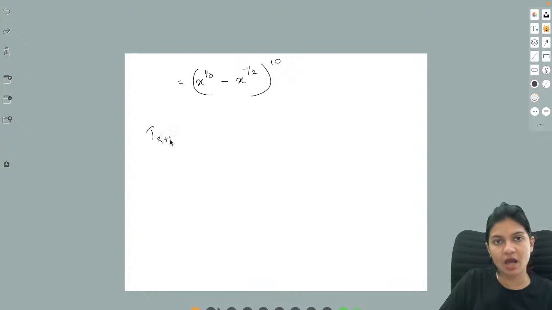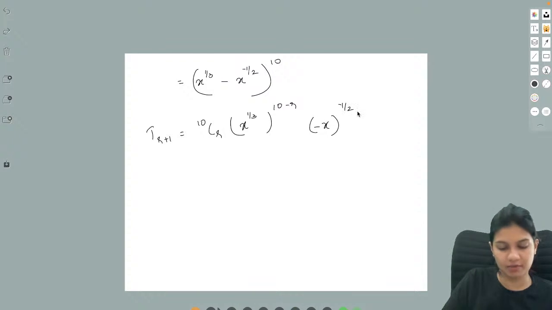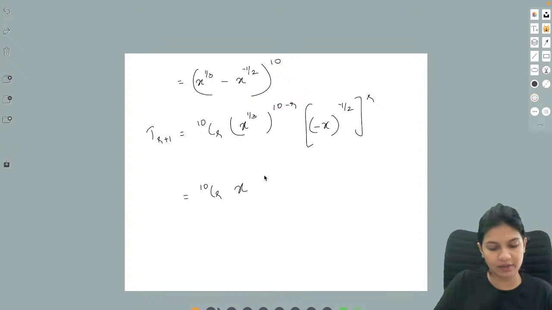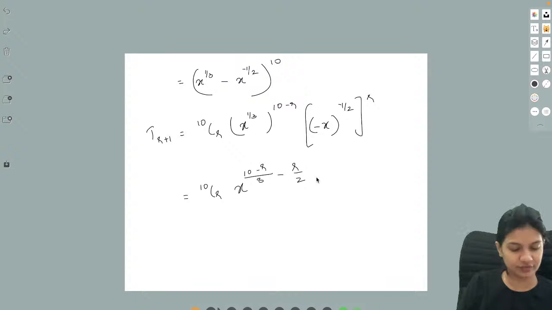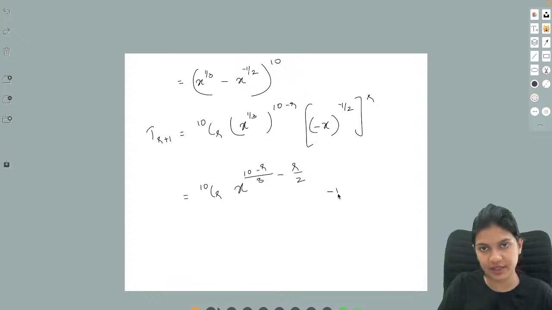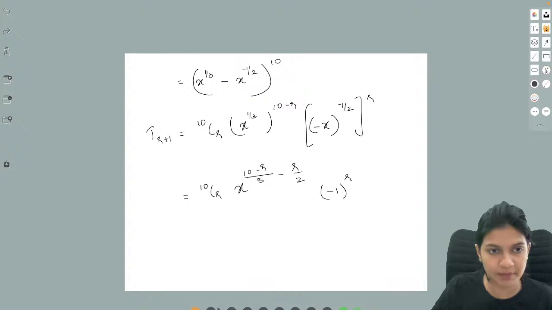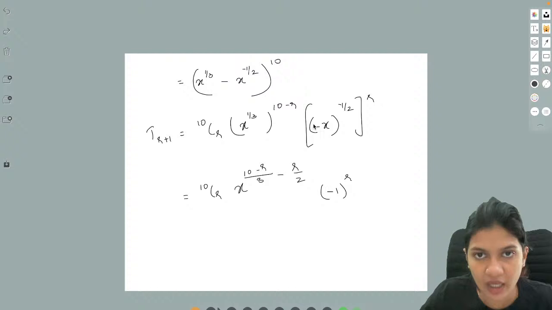So, the general term T(R plus 1) for this expansion will be 10CR, x to the power 1 by 3 to the power of 10 minus R, times minus x to the power minus 1 by 2 whole to the power R. Okay, this can be further written as 10CR, x to the power (10 minus R) upon 3 minus R by 2, into minus 1 to the power R. Okay, this bracket I will remove so that you do not have any confusion regarding that.